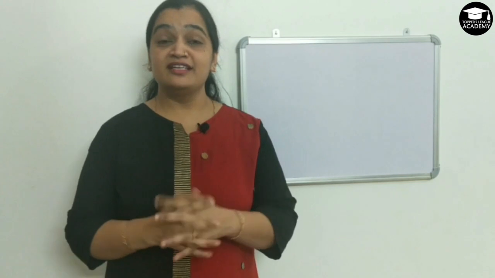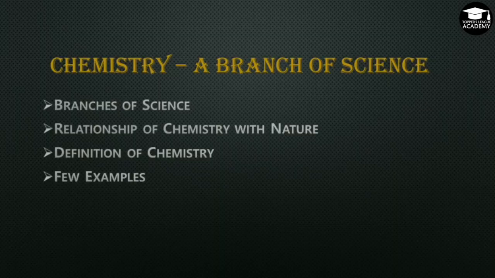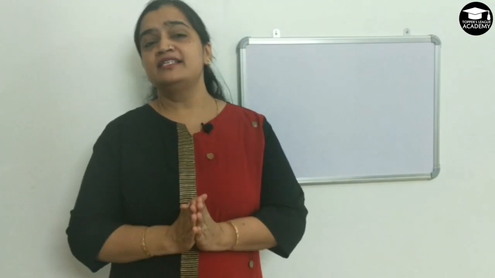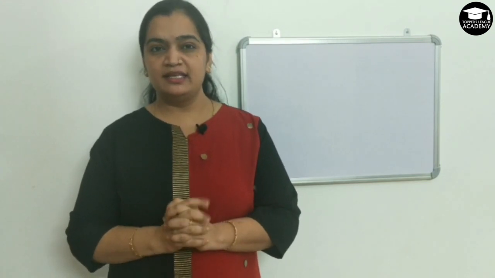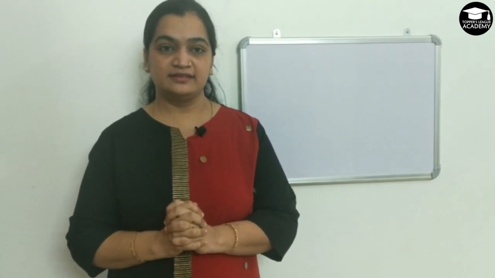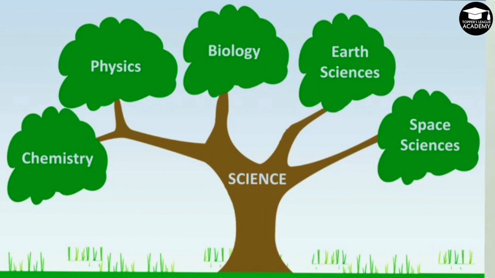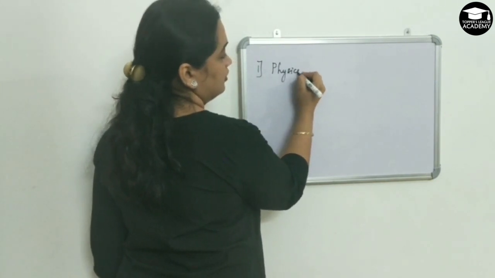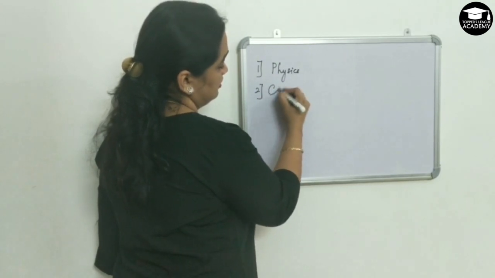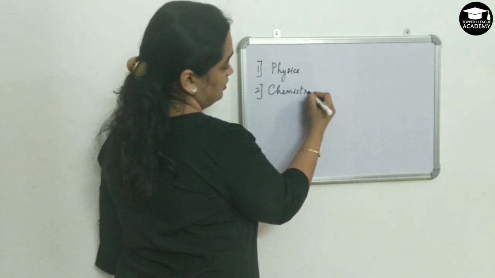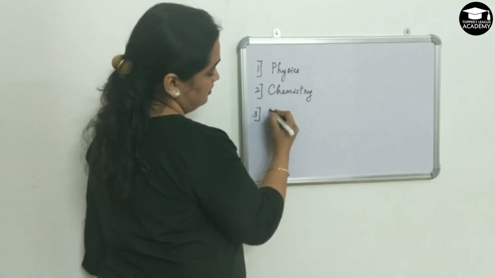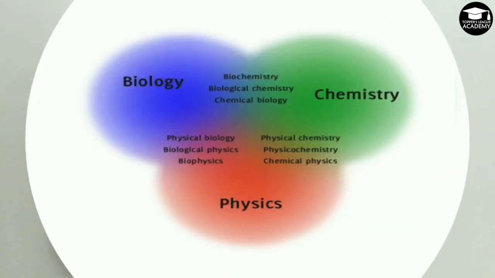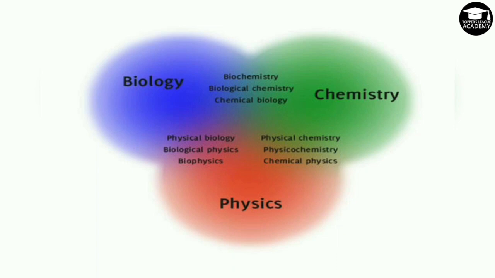Now let's go to our next important subtopic, chemistry. Before understanding chemistry as a branch of science, let's first know what the branches of science are. Yes, you're right. Physics, chemistry, and biology. This image shows how the three branches are interconnected.